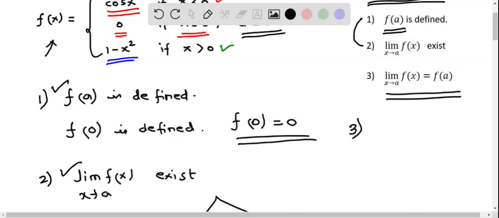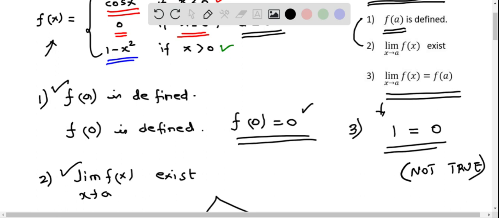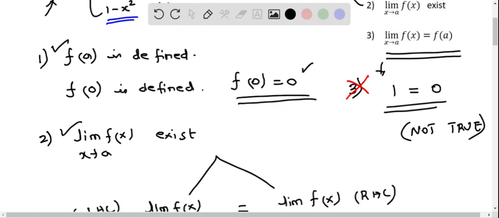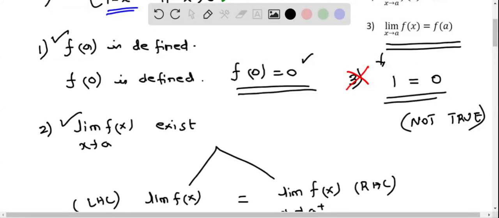When I use it here, I substitute 1 for the limit, and f of a, that is f of 0, we found earlier that it is 0. So clearly 1 is not equal to 0. That is why the third condition is not met. Only the first two conditions are met. So we can clearly see that the function is discontinuous.